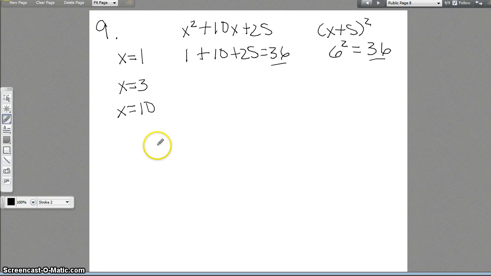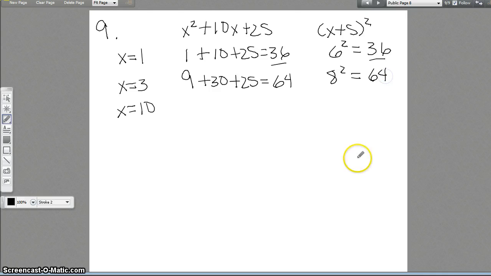Now we're going to plug in x equals 3. 3 squared is 9. 10 times 3 is 30. And then we copy down the 25. So 9 plus 30 plus 25, that's going to be 64. Now we're going to plug our 3 into the second equation. 3 plus 5 is 8, and when we square that, we get 64.